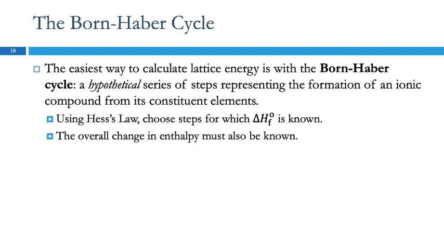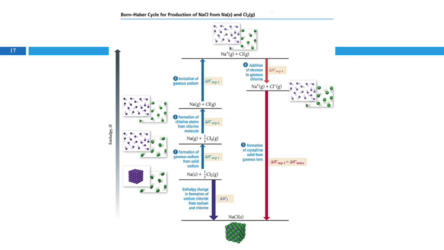To calculate what the lattice energy is, we use what's called a Born-Haber cycle, a hypothetical series of steps that represents the formation of an ionic compound from its elements. Really, what we're doing here is using Hess's law. So here is a Born-Haber cycle for making sodium chloride. We're starting right here with the element sodium and the element chlorine, and we're going to imagine a series of steps and add up the energy changes.